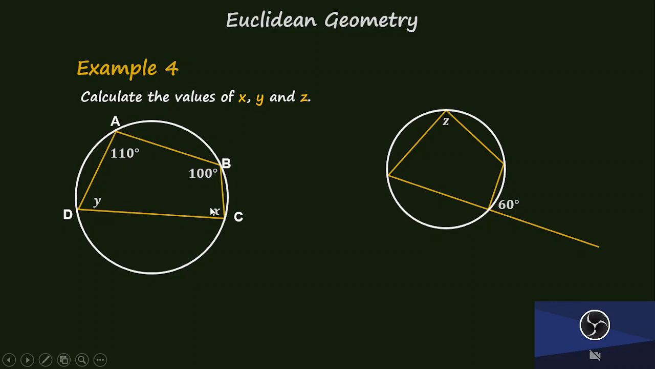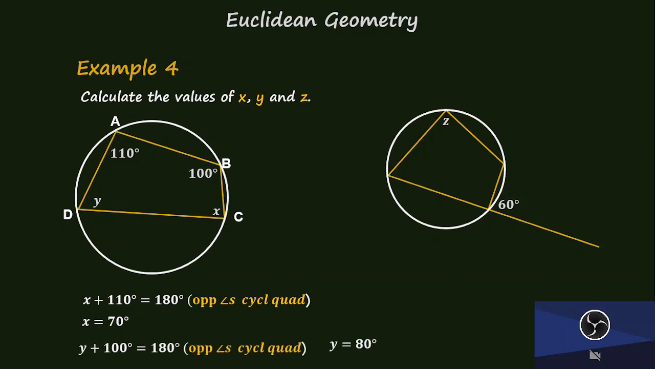That means A plus C should give me 180 degrees, right? So A plus C, which is 110 degrees, plus X should give me 180 degrees. What is the reason? The opposite angles of a cyclic quad, which gives the value of X to be 70 degrees. Similarly, B plus D, which is 100 plus Y, should give me 180 degrees, right? Which gives the value of Y as 80, right?